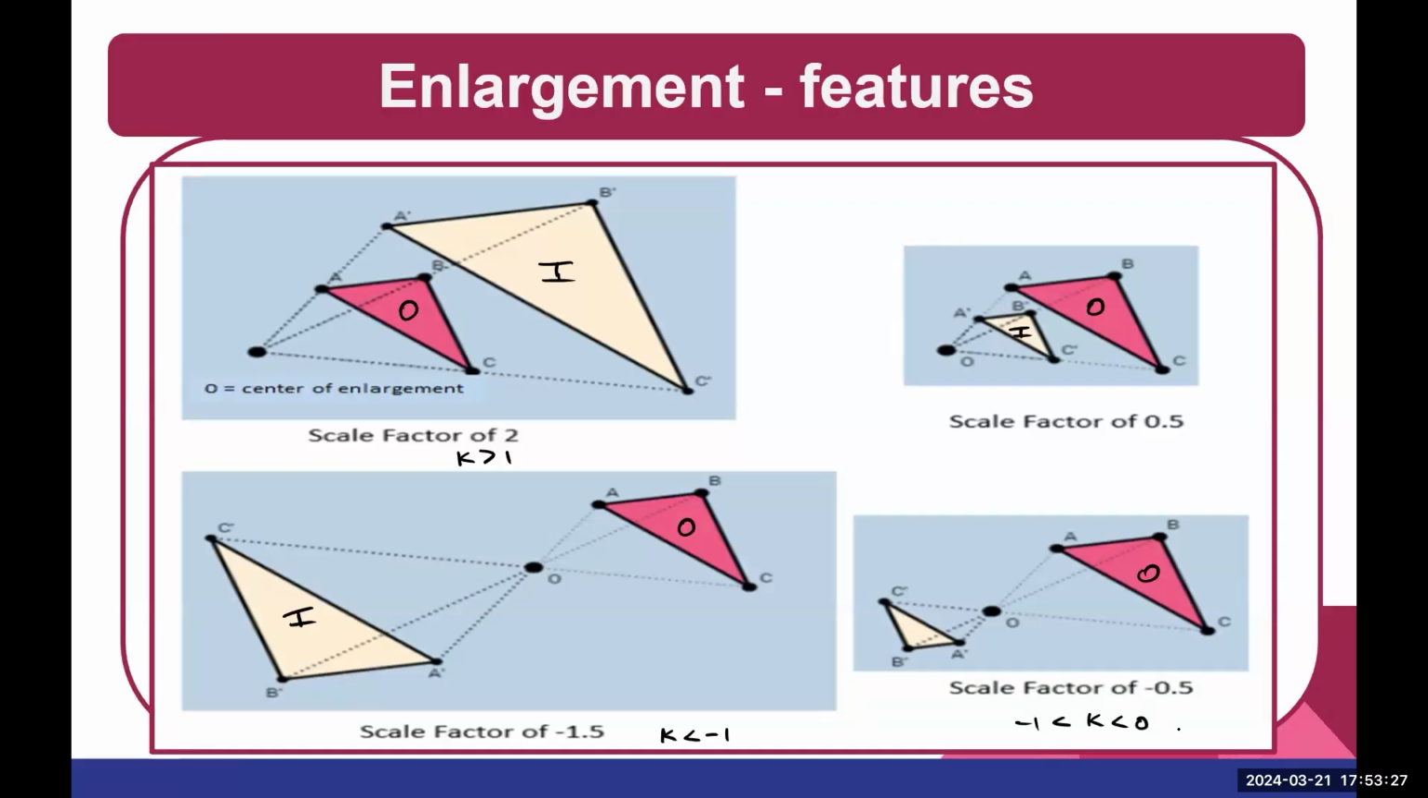So this falls between -1 and 0. What happens? So this is the image. The image is smaller. So these are a few characteristics that you will encounter. These are general characteristics from enlargement. These aren't specifically tied to matrices.